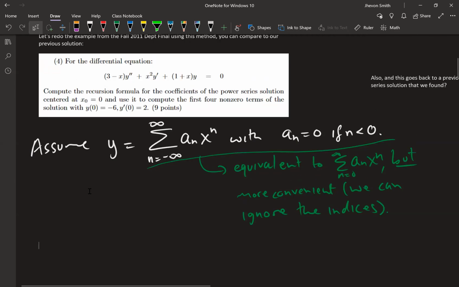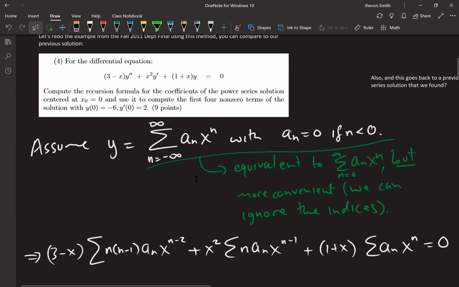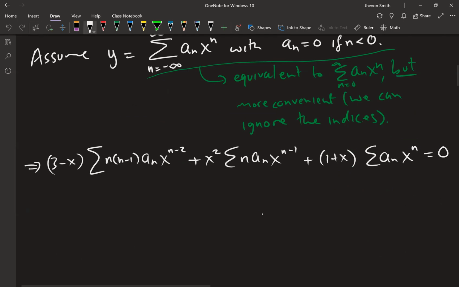I'm going to plug this in. So this leads to 3 minus x times the series, ignoring the index, n times n minus 1, an x to the n minus 2, plus x squared times the series n an x to the n minus 1, plus 1 plus x times the series an x to the n. Okay. So all of these have index from negative infinity to infinity.